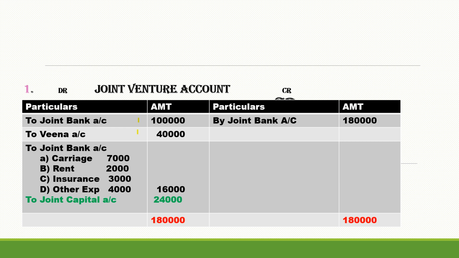To joint bank account, total all 4 expenses 16,000. Debit all expenses and losses. Credit side you write by joint bank account. It's a sales. Sale is an income which comes in credit side. Credit all incomes and gains. Thereby you get a profit of 24,000. This 24,000 profit should be distributed to Veena, Meena in the ratio of 3:2.